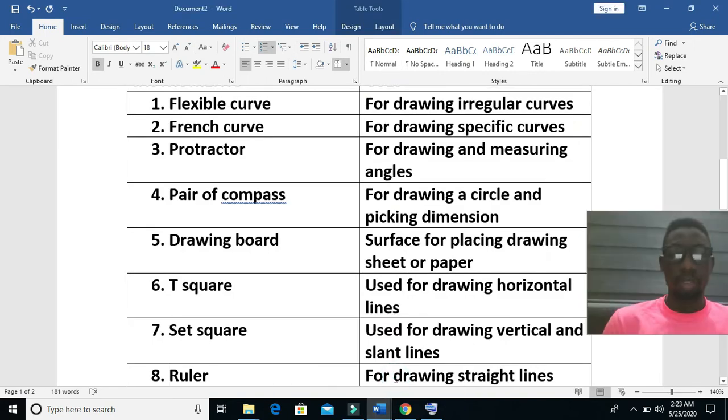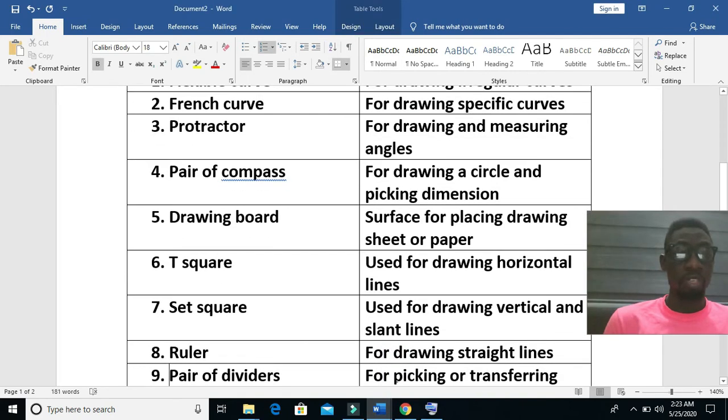Okay, let's move further. The next one is a drawing board. From the name you can tell what that is used for. It is a surface for placing drawing sheet or paper. It's a surface on which you draw. You place what you're drawing so that it can be stable. You don't have anything shaking. I mean, you can have a smooth drawing session. And you can see a picture of that here.